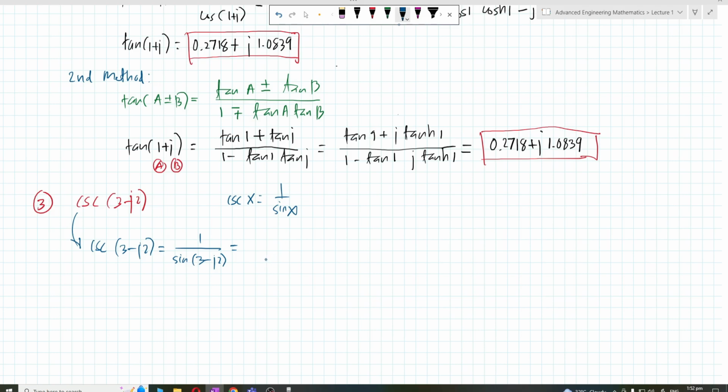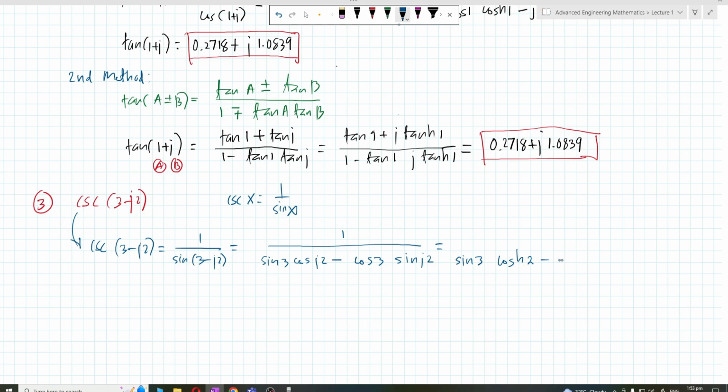Okay, sine of a minus b, so sine of 3 cosine of j2, minus the cosine of 3 then the sine of j2. Okay, then write the ones with j inside, the complex numbers. So sine of 3, what is cosine of j2? That's the same as the cosine hyperbolic of 2.